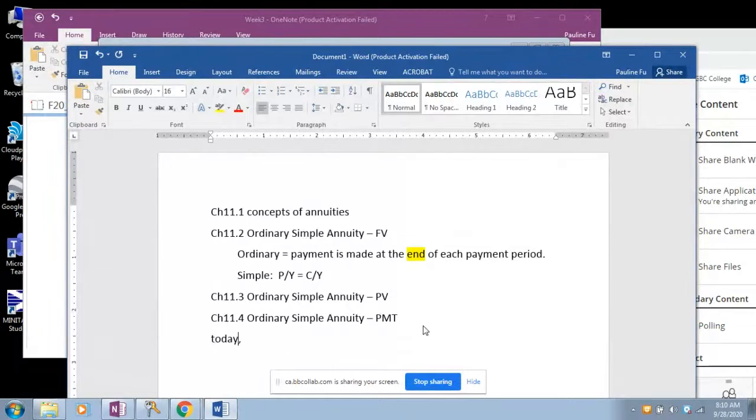Okay. So today we are going to do 11.5. It is still ordinary simple annuities, but we are going to find the term N. Okay. And we are also going to do section 6, ordinary simple annuity, and we are going to find periodic rate of interest, IY. We are going to find interest.